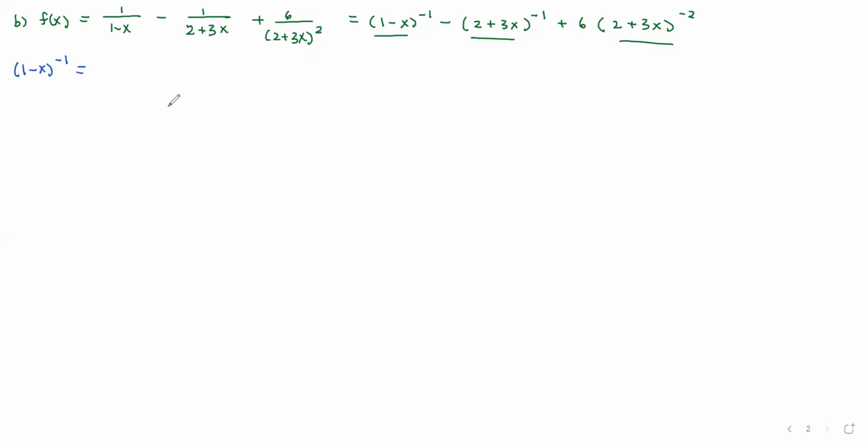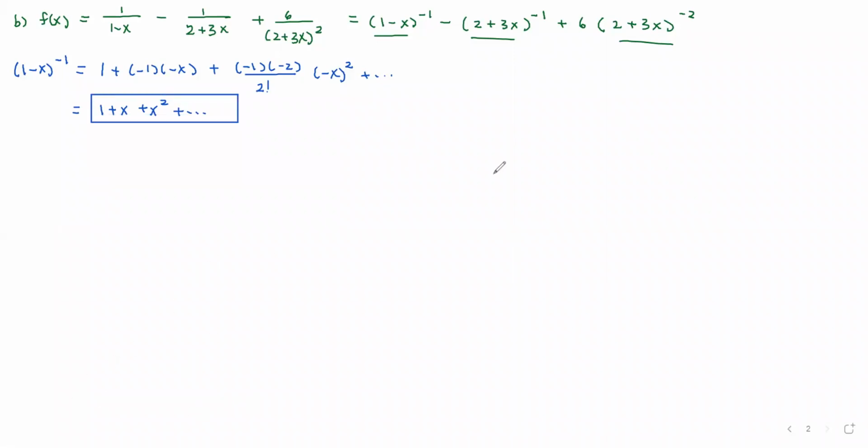Using the general binomial expansion formula, we have 1, n is negative 1, plus nx. So we have negative 1 times negative x, plus negative 1 times negative 2 over 2 factorial times negative x squared. That is 1 plus x. This is 2 over 2 factorial, which is 1. Then we have x squared. So that is (1 minus x) to the negative 1, which we will need later.